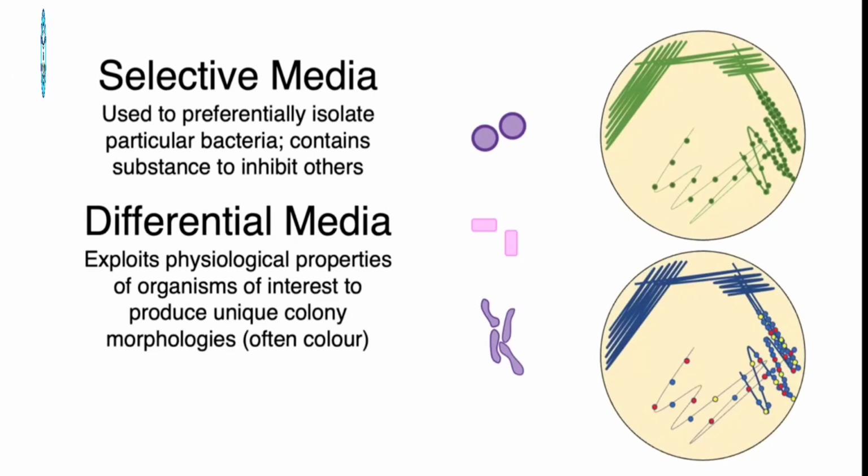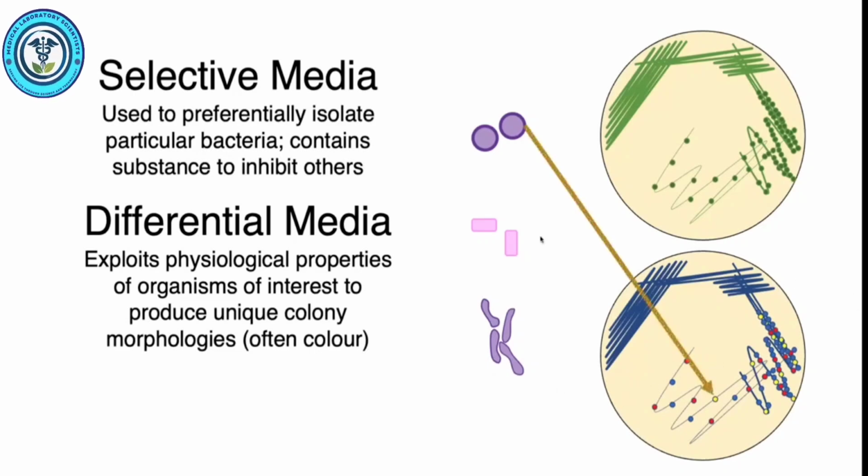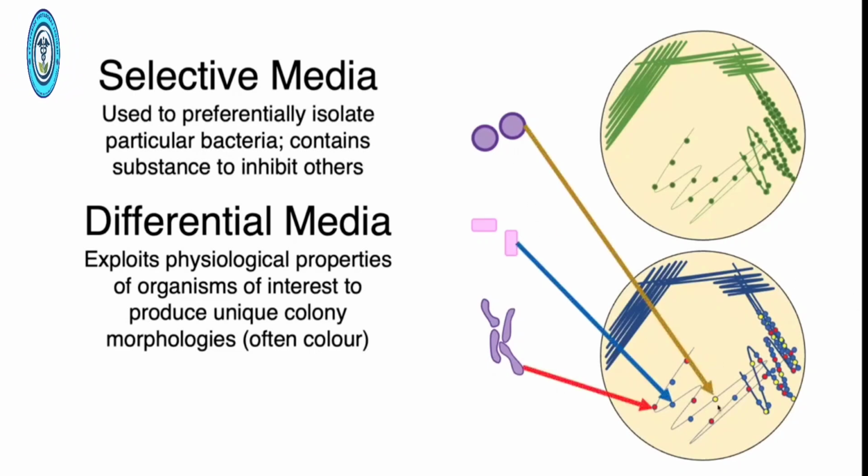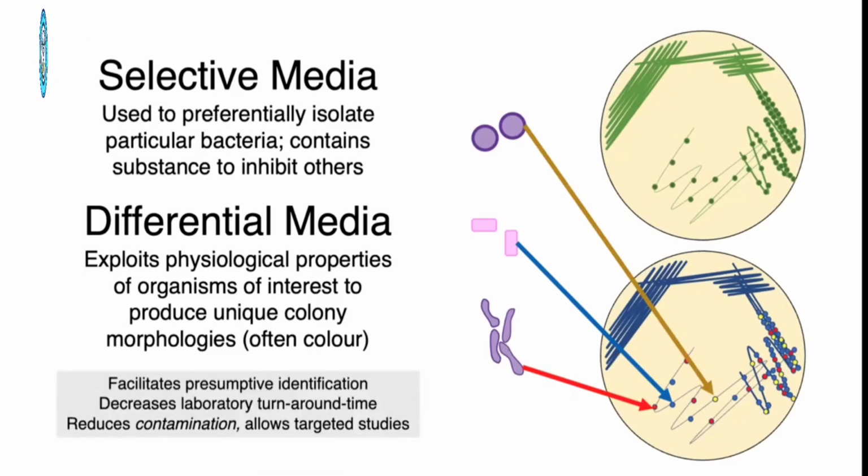Differential media exploit the physiological properties of each species in order to produce a unique colony morphology. So with these same 3 bacteria here, when we plate them on this media, you can see that our gram-positive cocci gives us these yellow colonies, our gram-negative rod gives us these blue colonies, and our gram-positive rod results in red colonies. So how is this useful?